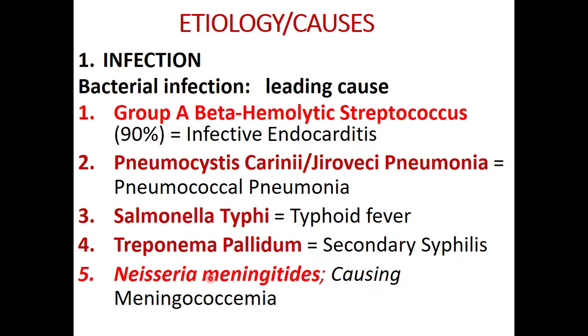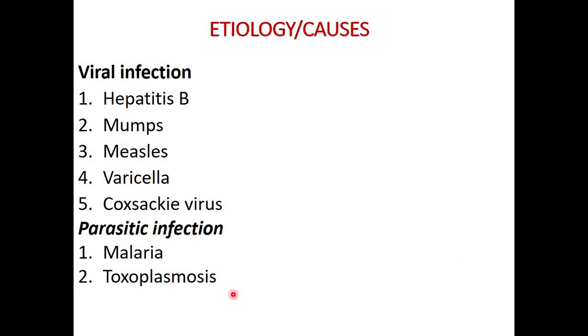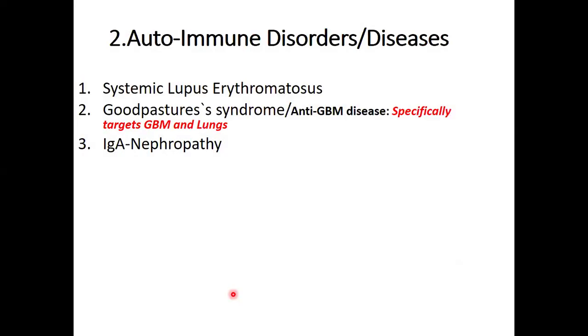Then other sexually transmitted infection, Neisseria meningitidis, causing meningococcal meningitis. Viral infections, there are quite so many. Hepatitis B is common, mumps virus, measles, and so on. Parasitic, mainly is malaria and toxoplasmosis.